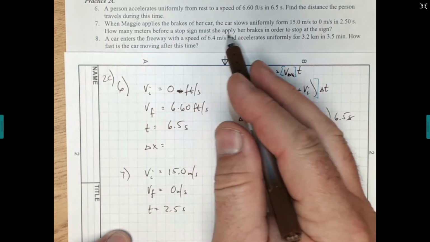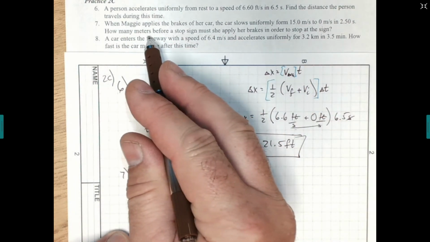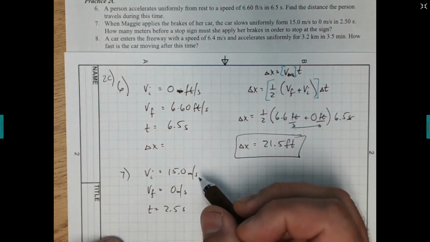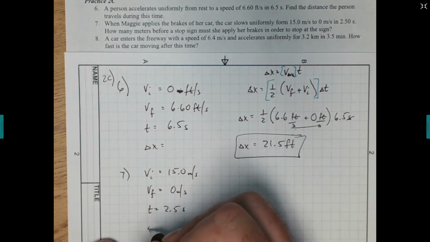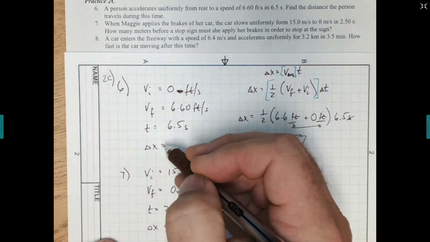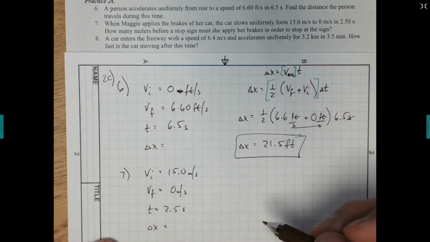How many meters before the stop sign? So how many meters, that's a distance or a length, before she needs to apply her brakes. So again, we're looking for change in position. Same setup we had there, same equation we're going to use.